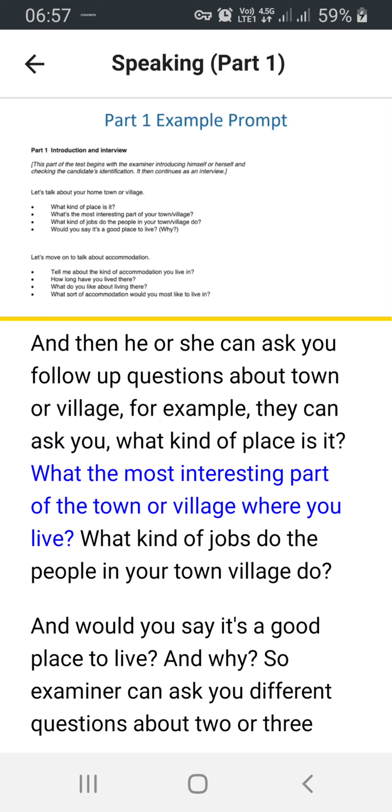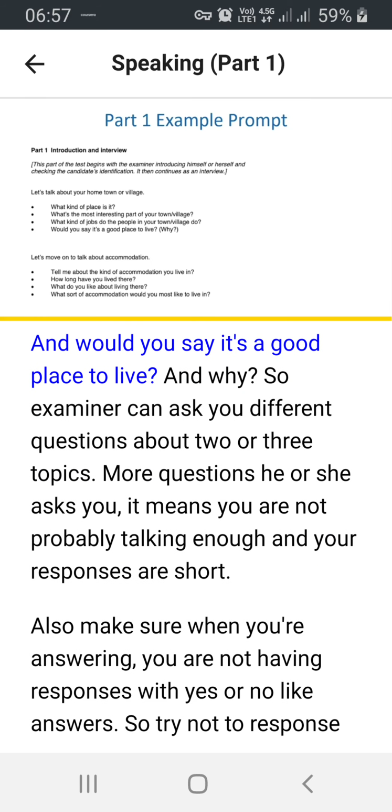What's the most interesting part of the town or village where you live? What kind of jobs do the people in your town or village do? And would you say it's a good place to live, and why?